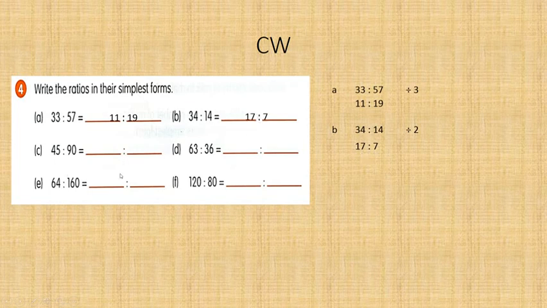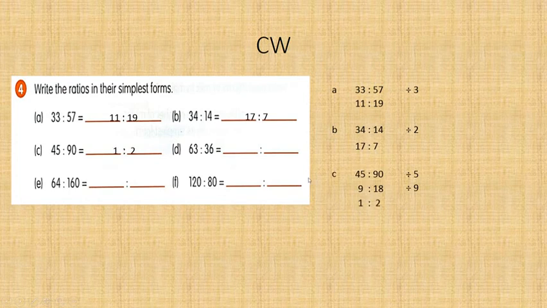Okay, question number C is going to be 45 to 90. So let's simplify it. This number is ending in 5 and this number ending in 0, so I think that both of them are in table 5. So I will divide them by 5. 45 divided by 5 is going to be equal to 9, and 90 divided by 5 is going to be equal to 18. Is this the simplest form? No, because I see here it's 9 and here it's 18, so they are in the same table, 9. So I can divide both of them by 9. So it's going to be 1 to 2, and write down the answer 1 to 2.